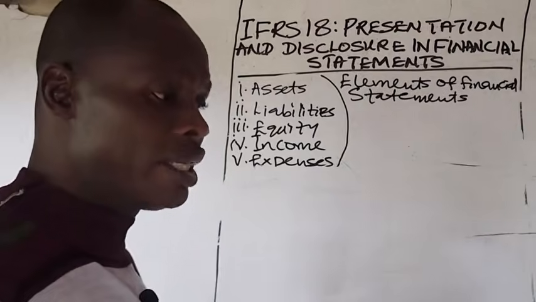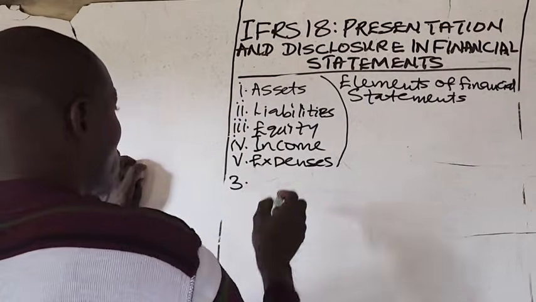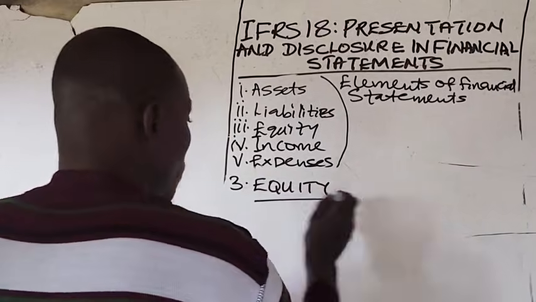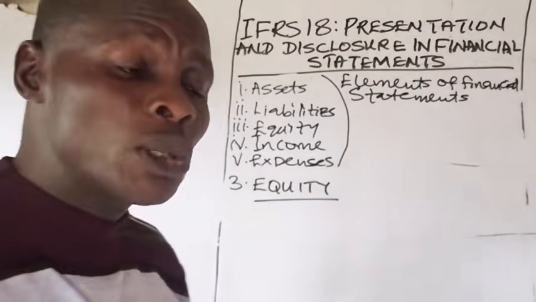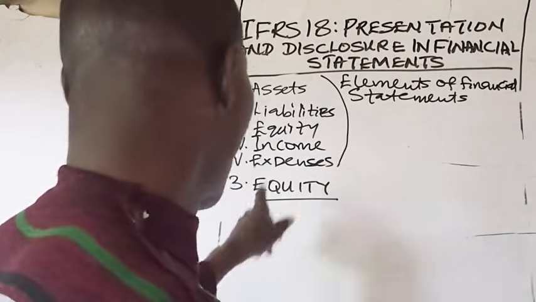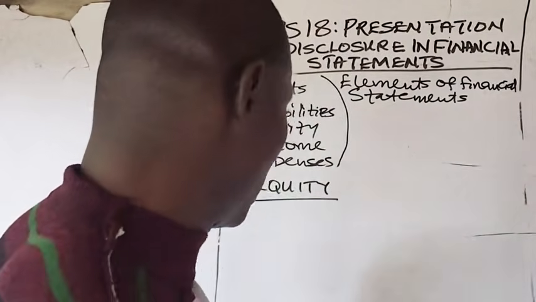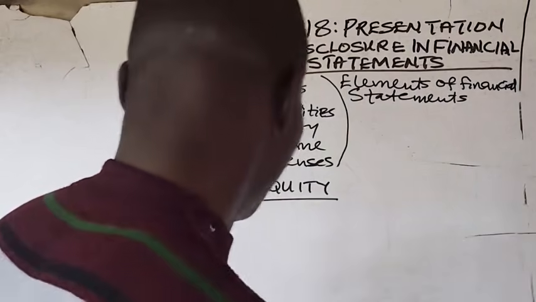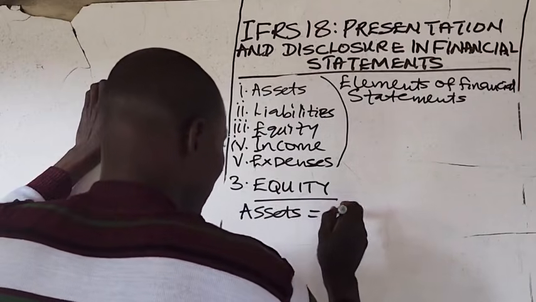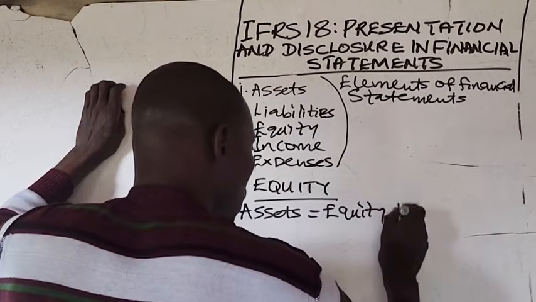The third element of financial statement that will be recognized in the statement of financial position is equity. Equity is the residual interest in the net assets of an entity. That is equity. We have the accounting equation: assets equals capital, and the capital is the equity, plus liabilities.